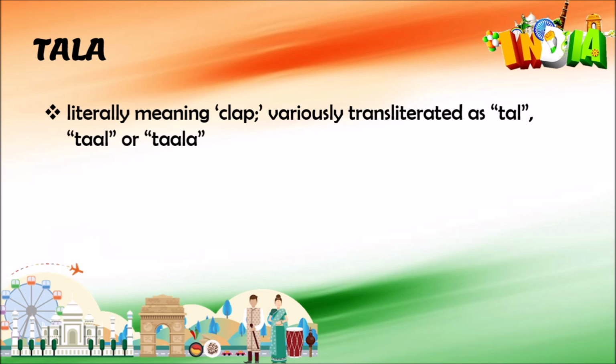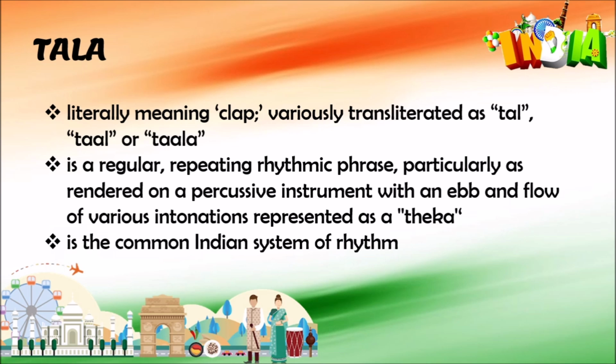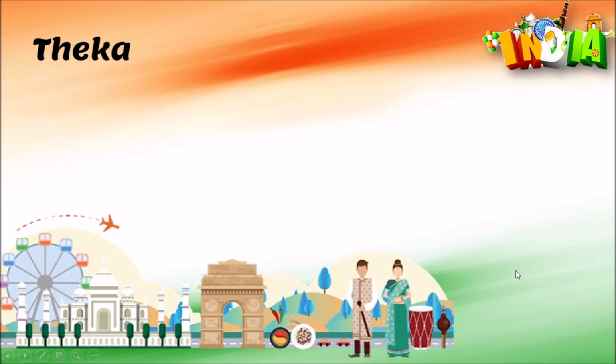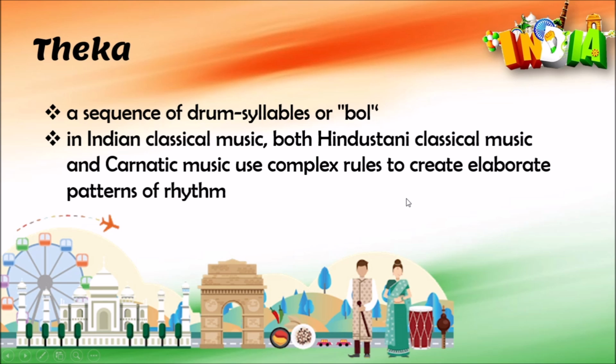Tala, literally meaning clap, variously transliterated as tal, taal, or tala. It is a regular repeating rhythmic phrase, particularly as rendered on a percussive instrument with an ebb and flow of various intonations represented as a theka. It is the common Indian system of rhythm. Theka, a sequence of drum syllables or bol. In Indian classical music, both Hindustani classical music and Carnatic music use complex rules to create elaborate patterns of rhythm.